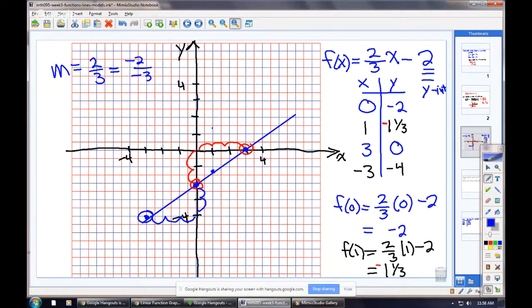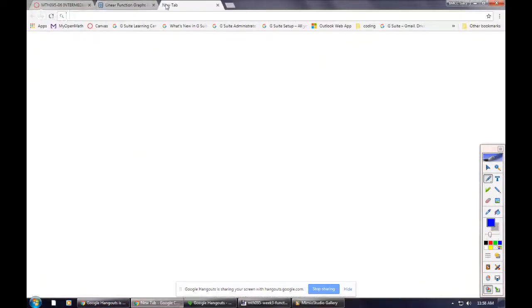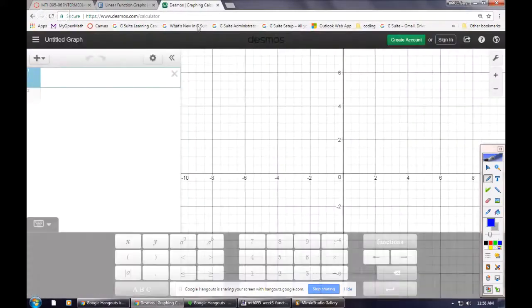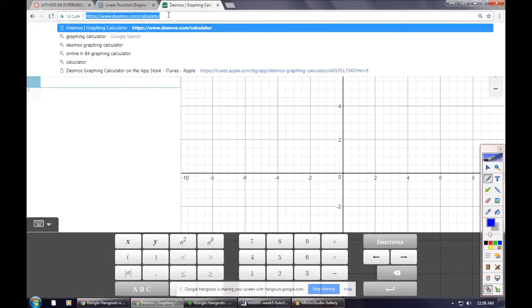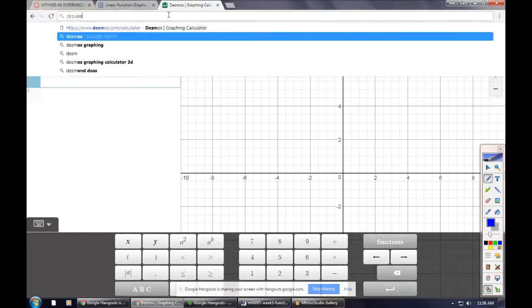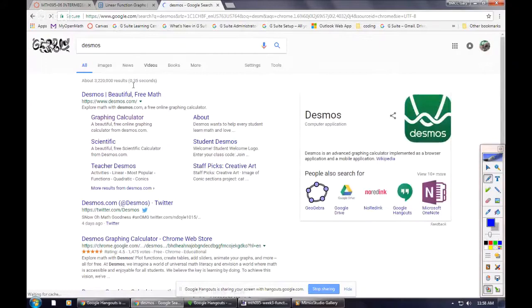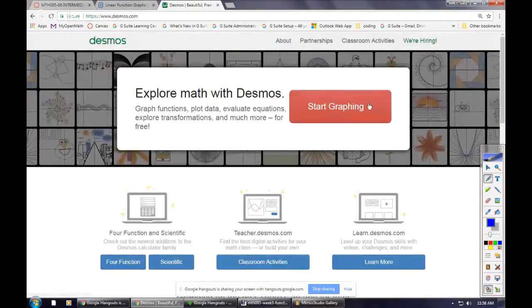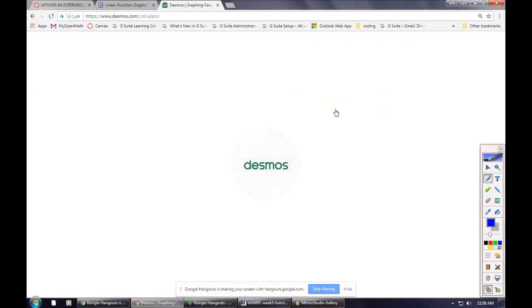All right, so graphing utility next. My recommendation is Desmos. And Desmos has a calculator, and since I've been there before, my computer jumped right to it. Otherwise, if you just search for Desmos, you could click on graphing calculator or go right to their main website, and right away they say, hey, check out our graphing calculator.